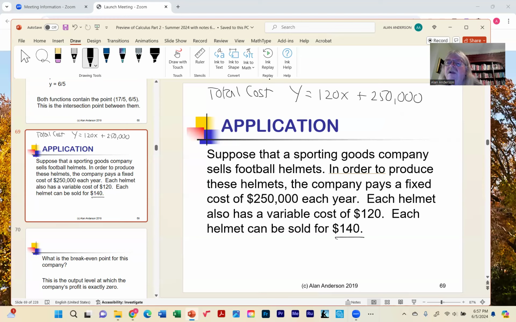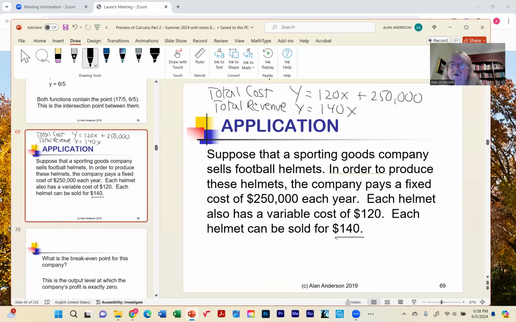But now we're being told how much revenue they bring in. Each football helmet that is sold brings us $140 worth of revenues. So we define a total revenue function. Remember, X represents the number of helmets that we either produce or sell. So we have two functions. How much does it cost to make the helmets, and how much revenue do they bring us?